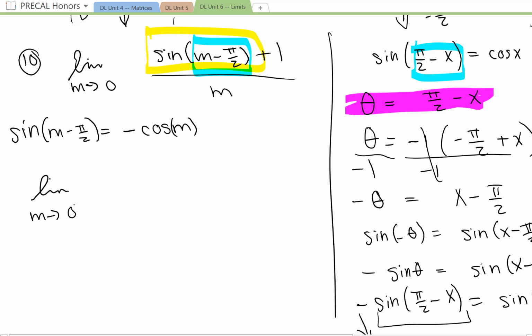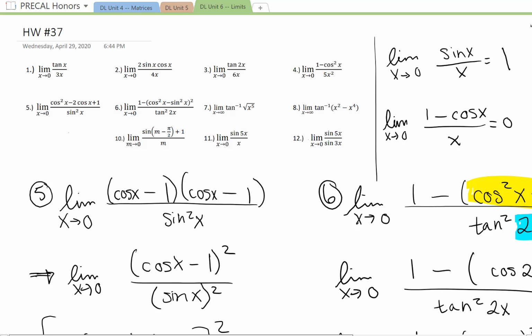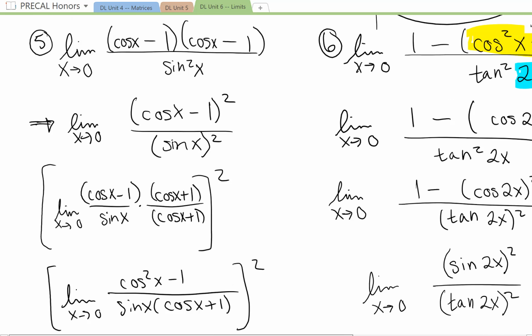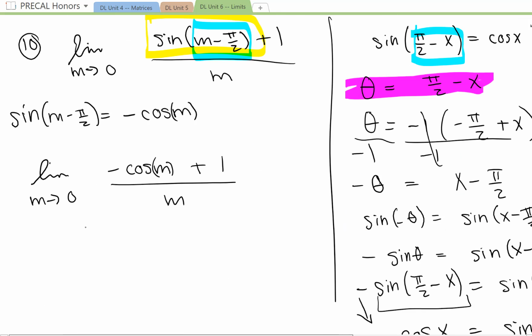Now, as we use that identity, negative cosine m plus 1 over m, this looks like a special form. It looks like this one. Rearrange it and then use it to solve. The limit as m approaches 0 of 1 minus cosine m over m is equal to 0.